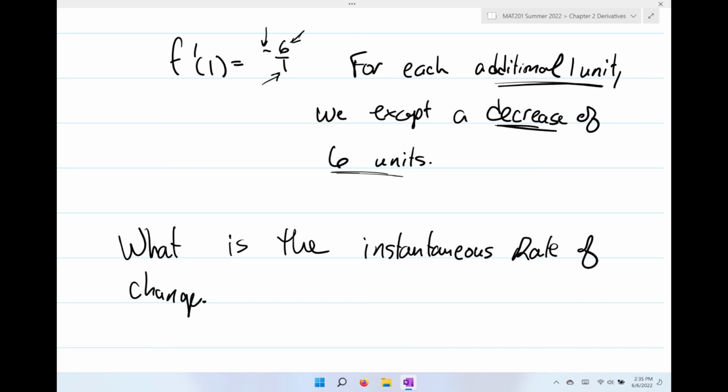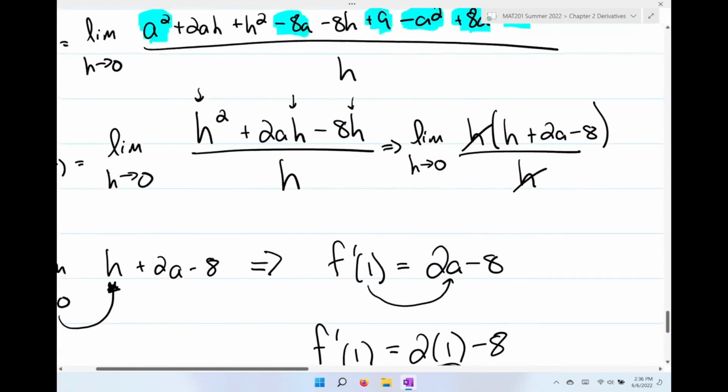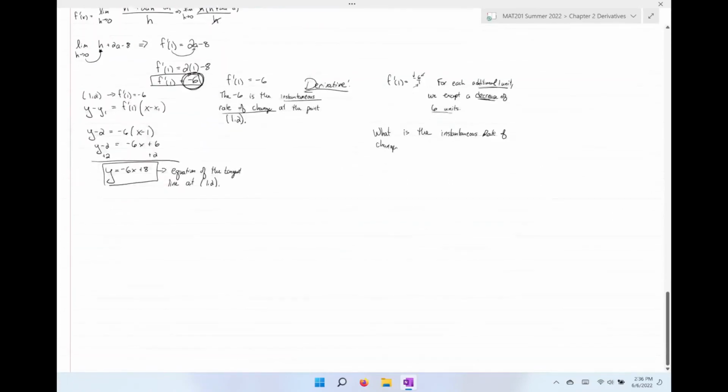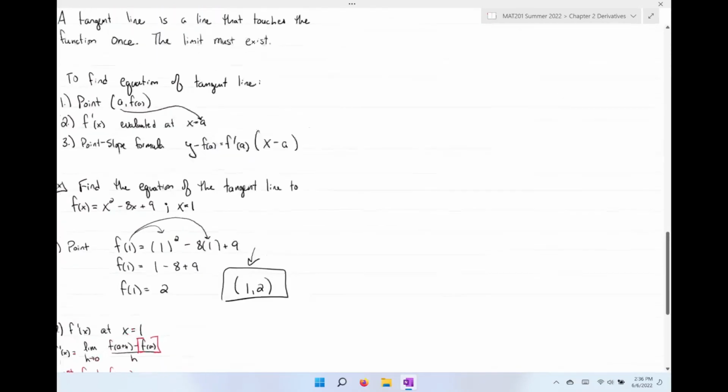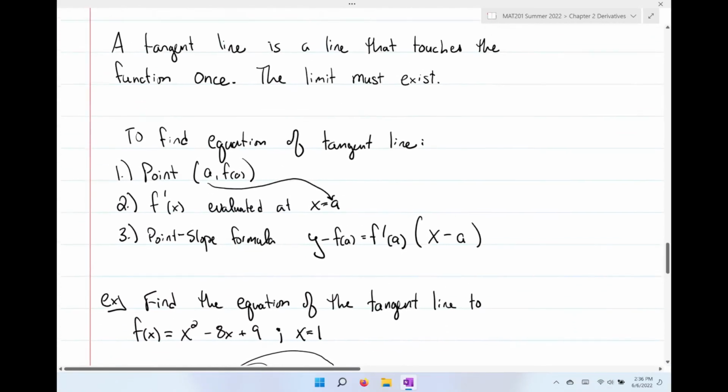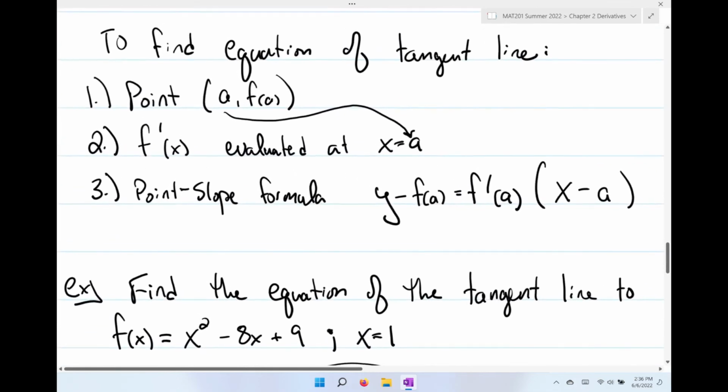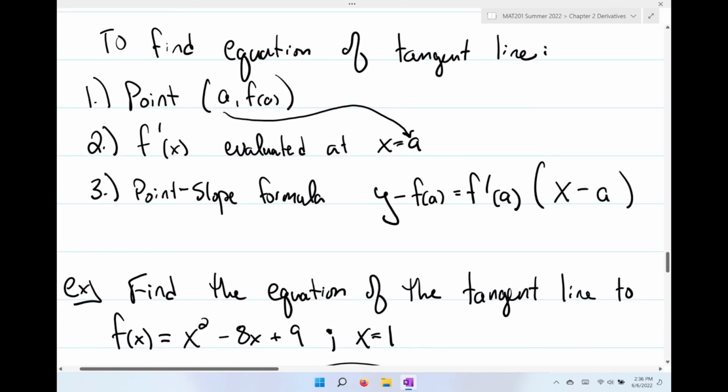Understand that the derivative is the slope of the tangent line, which is the instantaneous rate of change. And if you can just remember these steps right here. Let me zoom out real quick just so I can find them. All right. Right here. This is the name of the game. To find the equation of a tangent line, you need a point, you need the derivative evaluated at x equals a, and you need the point slope formula.